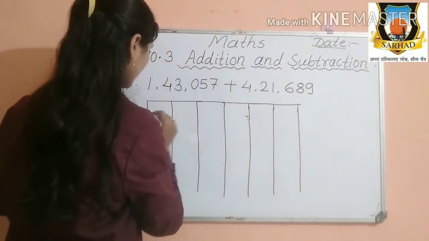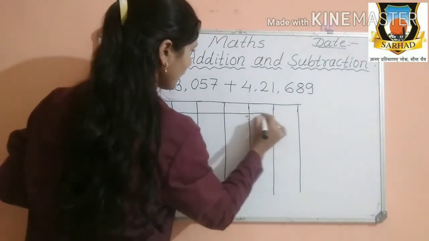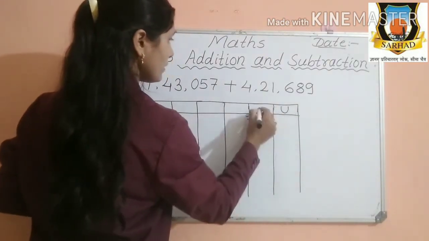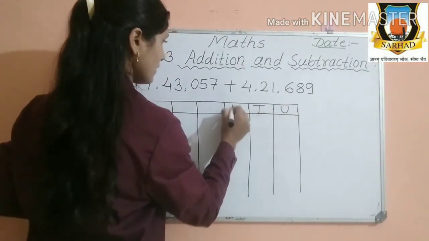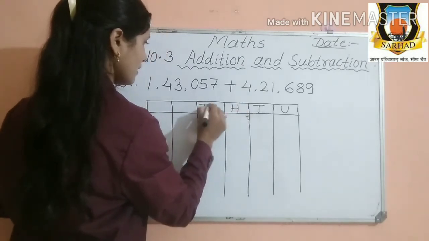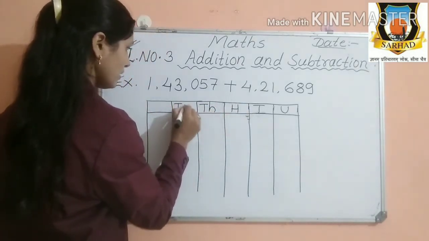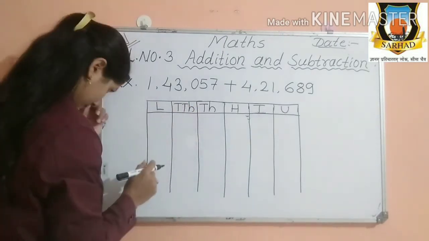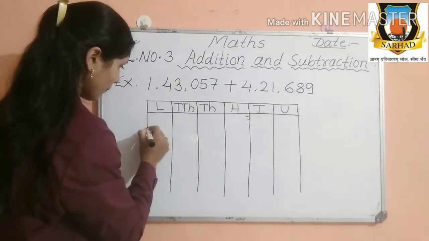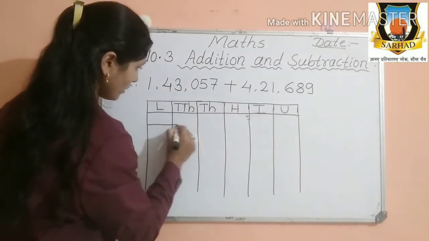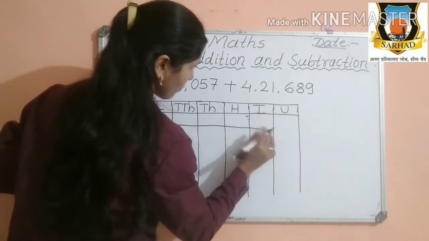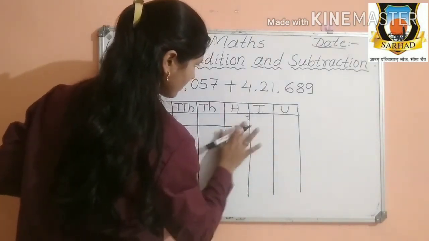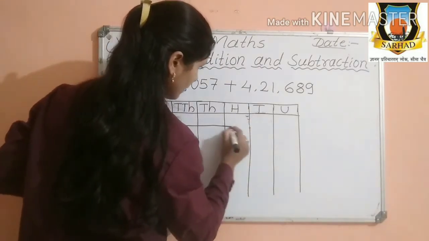Now, firstly, you have to write places, that is unit, tens, 100, 1000, 10,000 and lakh. Now, one row for writing the carry over number here.